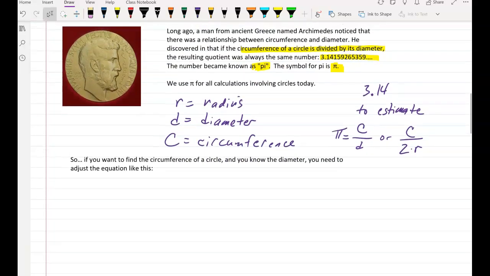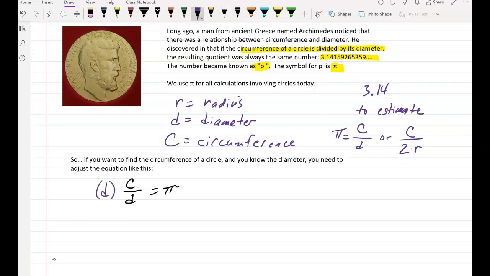Now, if you want to find the circumference of a circle and you know the diameter, you just need to adjust the equation like this. Okay? So we know that circumference divided by diameter is equal to pi. That's what we're talking about. And so if you multiply both sides by the diameter, these two cancel each other out, leaving us with the circumference is equal to pi times the diameter.